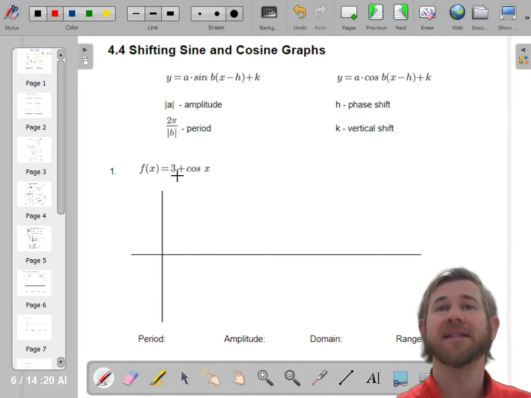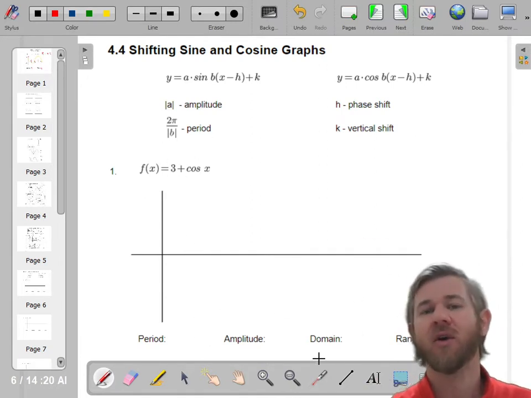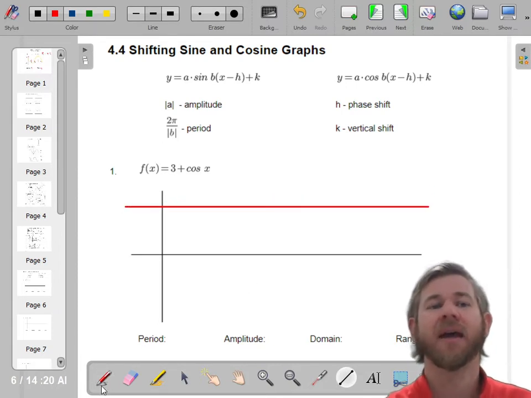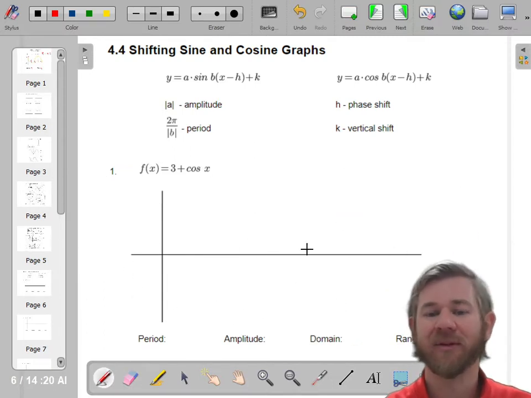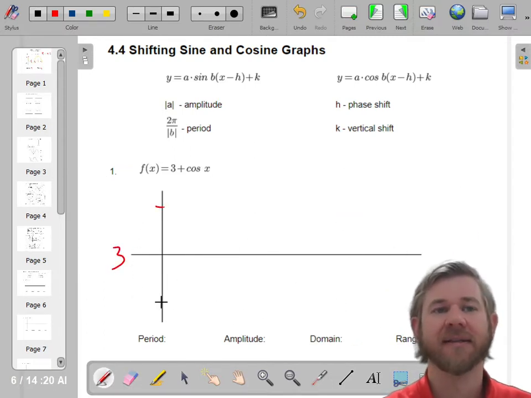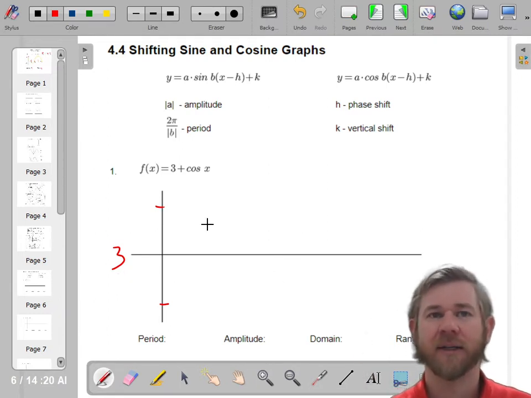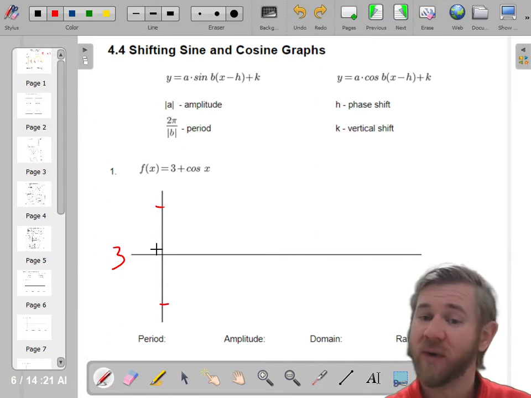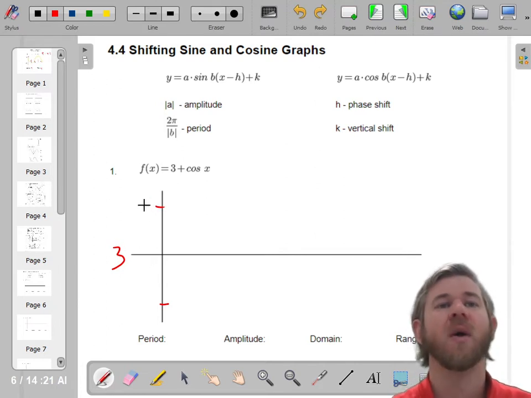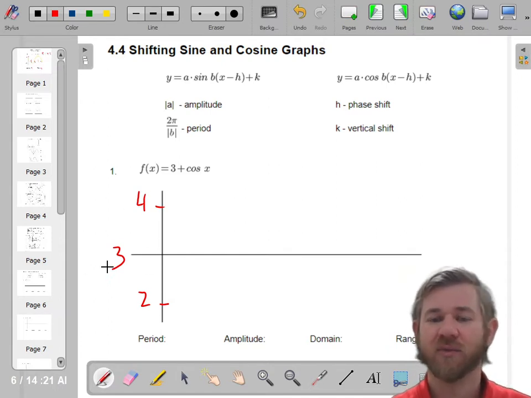Now, this plus 3 is going to move the entire function up 3. It's going to move the midline up 3. So what you can do is you could draw it like this, and then you could call this 3. But what we're going to do is just relabel the x-axis and say that is now 3. Instead of drawing an actual vertical shift, we'll just label the x-axis as being 3. Now in this problem, the coefficient in front of cosine is a 1, cosine x, so that means the amplitude is 1. But what's weird here is if you start at 3 and you go up 1, you're at 4, and now you're down at 2. So the range is not going to be opposites if you move the vertical shift.